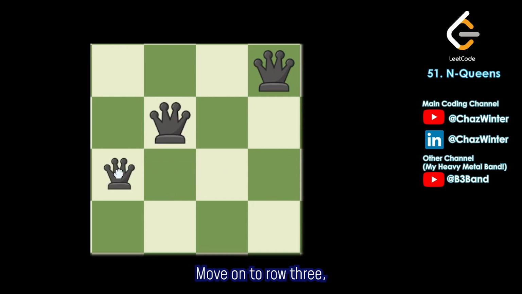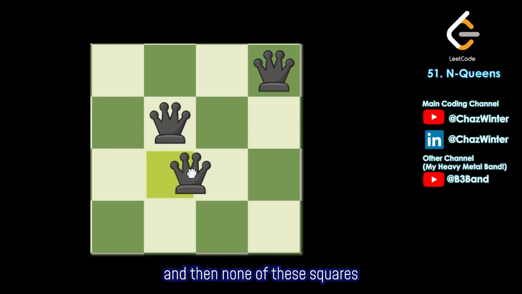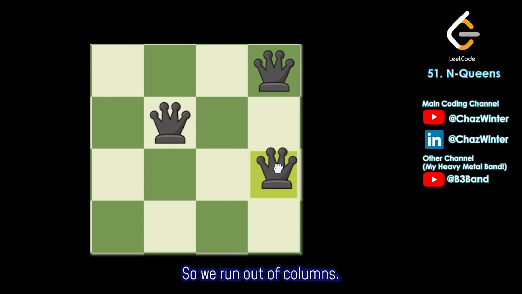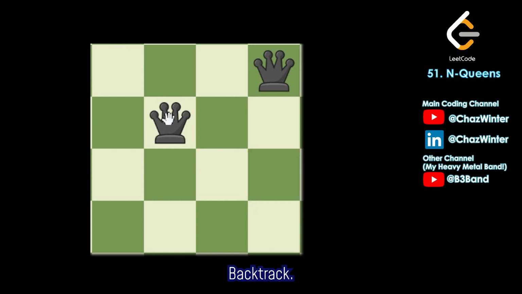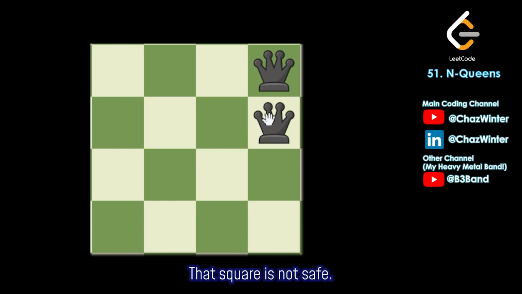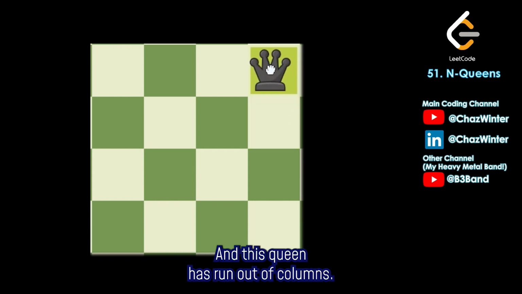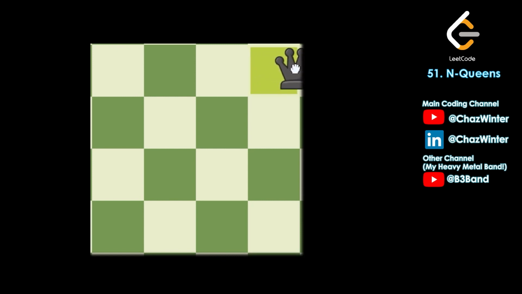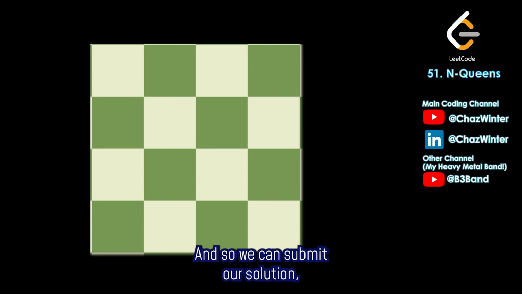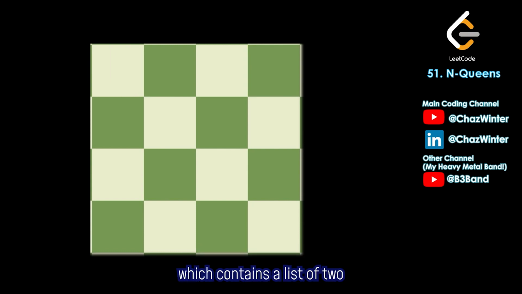Move on to row 3. And then none of these squares are going to be safe. So we run out of columns. Backtrack. That square is not safe. That square is not safe. We run out of columns, backtrack to the 1st row, and this queen has run out of columns. So in this case, our very first call is now complete. And so we can submit our solution, which contains a list of 2 valid chess boards.